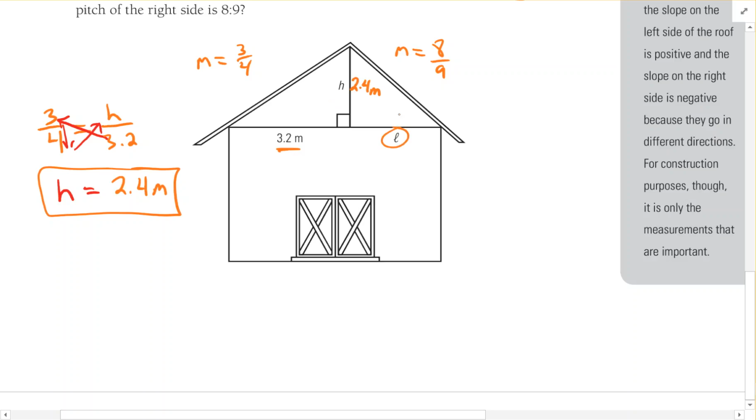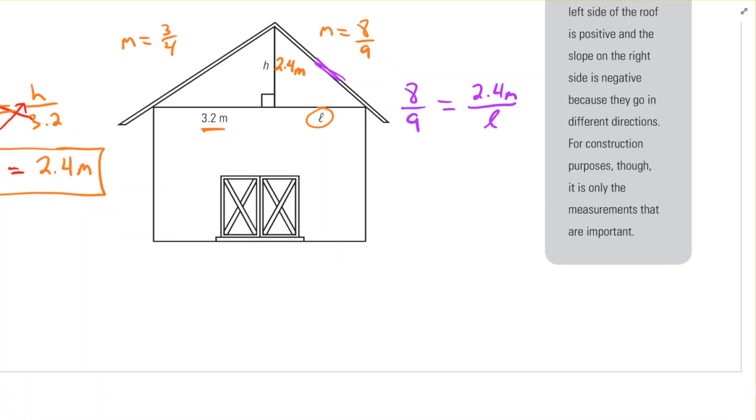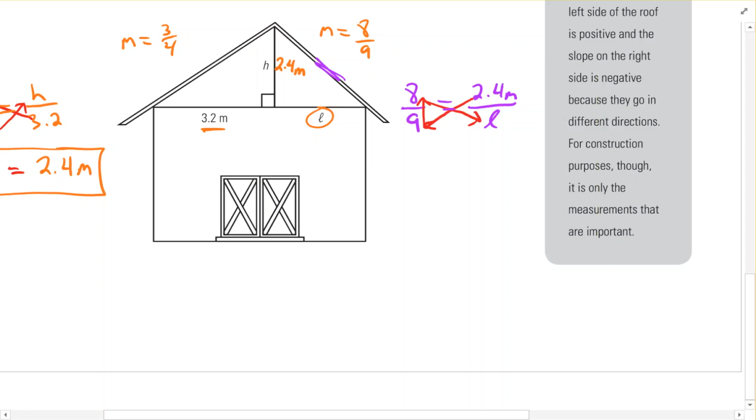Now what I'm after is the length of this thing. So let's do part 2 over on the right side here now. So I'm going to write down 8/9. That's the slope of this roof, right? And that's going to be equal to my rise over my run. So 2.4 meters over L. Now I'm just going to go 2.4 times 9 divided by 8, and that's going to give me L. So 2.7. 2.7 meters. Okay.